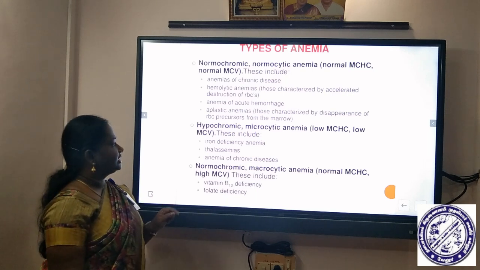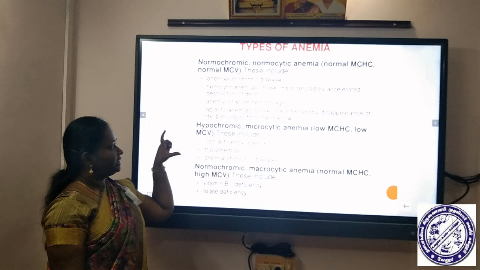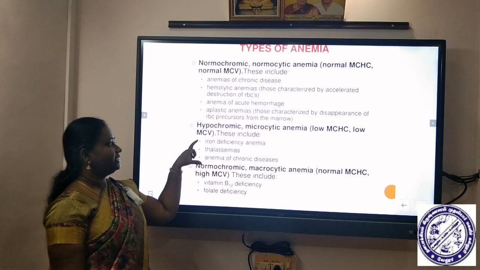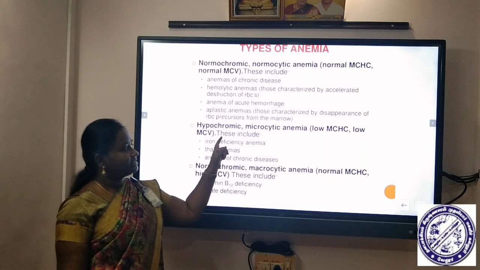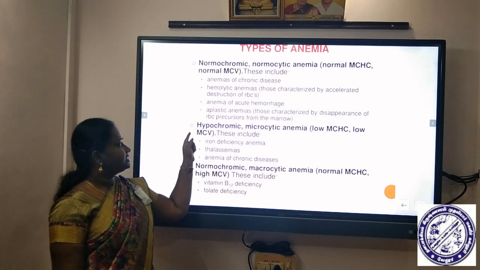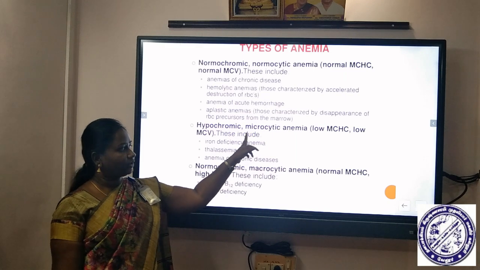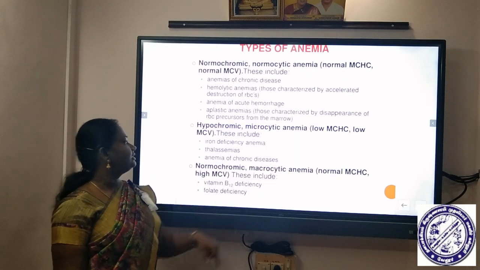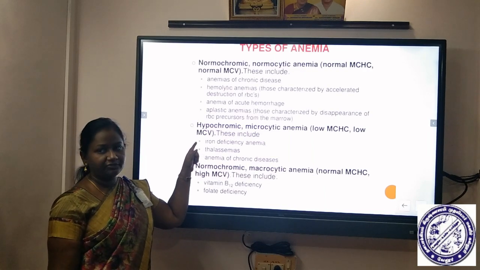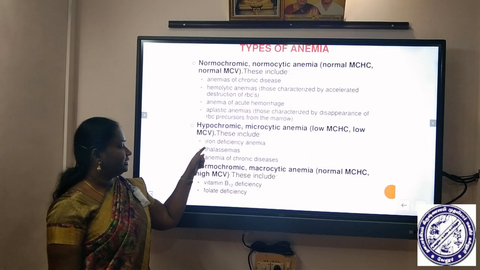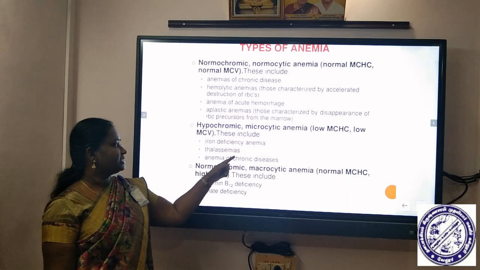Hypochromic and microcytic anemia. Hypo is less, so less chromic, less color RBCs. Micro is very diminished, so cell size will be very low. So this is hypochromic microcytic anemia. Cytic is cell. This includes iron deficiency anemia. If the intake of iron in the food is low, it leads to iron deficiency anemia.